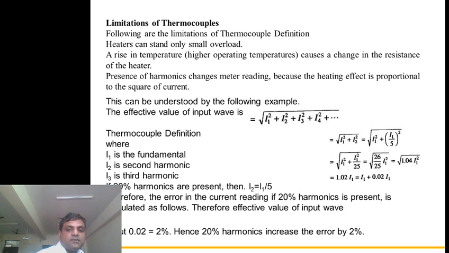So these are the thermocouple, and then we are moving toward the limitations. The limitation of the thermocouple is overload, small overload. A rise in temperature causes a change in resistance of the heater. The presence of harmonics changes the meter reading because the heating effect is proportional to the square of the current. See this, the heating effect is proportional to the square of the current.